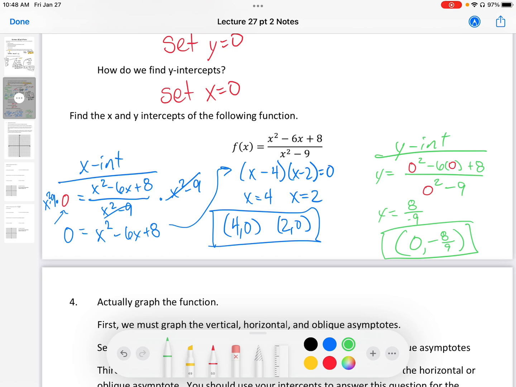Okay, in the next video, we will go about how we can use all that information that we just found and actually graph these functions.